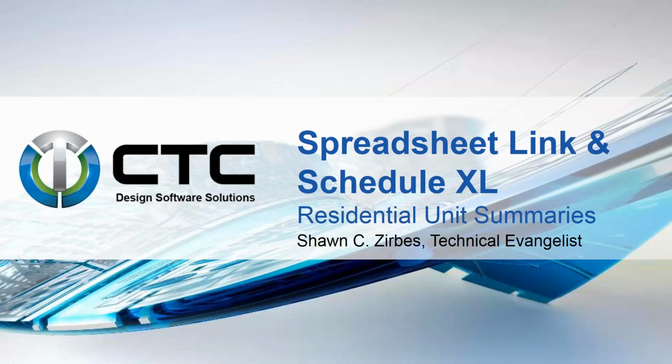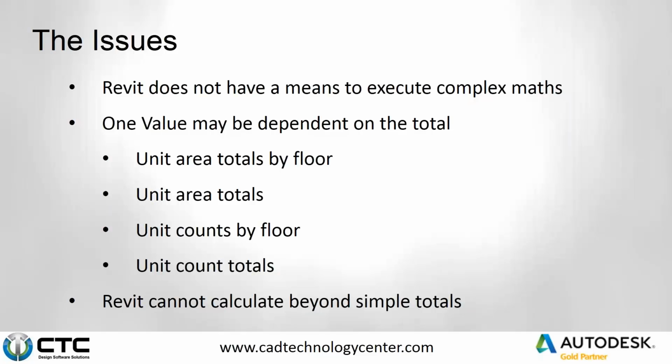So first of all, let's talk about what some of the issues are and why people are running into some problems with generating these unit summaries. First off, Revit doesn't really have a means to execute complex maths and then present that back to you in a meaningful way. So for example, in a lot of cases, one value may depend on a total of something else. In this case today, unit area totals by floor, or just total unit areas, or unit counts by floor, and then unit count totals. And perhaps presenting all four of these in a meaningful way in some kind of schedule type layout.